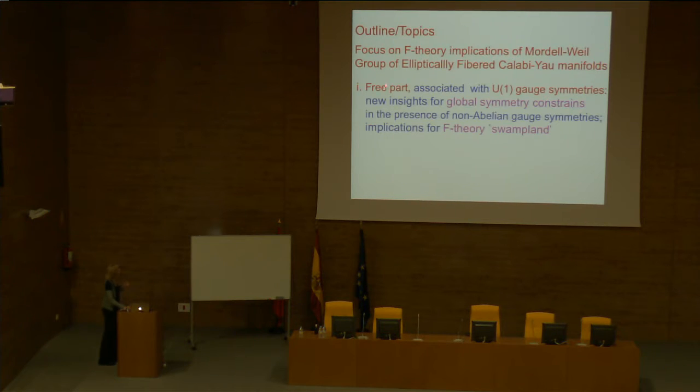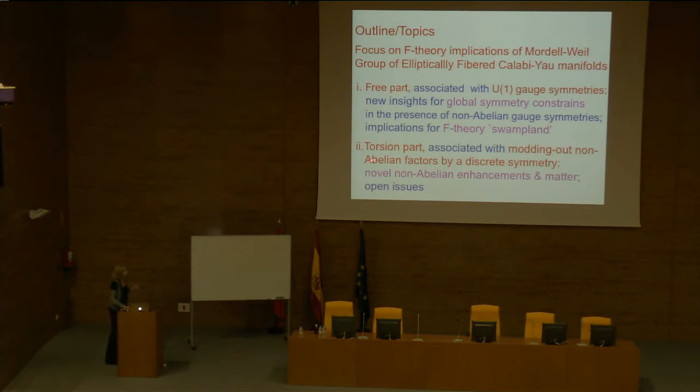In the first part, we are going to look at the free part of the Mordell-Weil group that is associated with U1 gauge symmetry in F-theory, and we'll emphasize some new insights into global constraints on gauge symmetries and representations where we have, in addition to U1 gauge group, also non-Abelian gauge symmetries. And in particular, I'm going to highlight some implications of these global constraints also for the F-theory swampland.